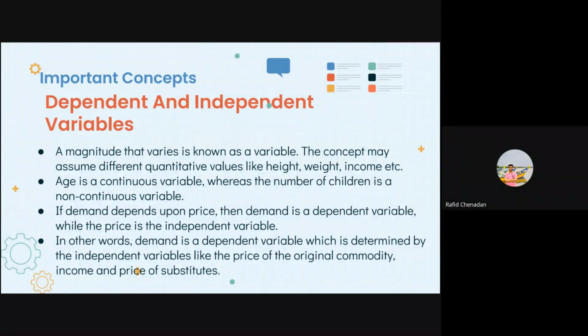But number of children is a non-continuous variable. I cannot say I have one child in 2020, and it's not necessary that I have 3 or 2 in 2030. There's no continuous sequence for the number of children. Okay.